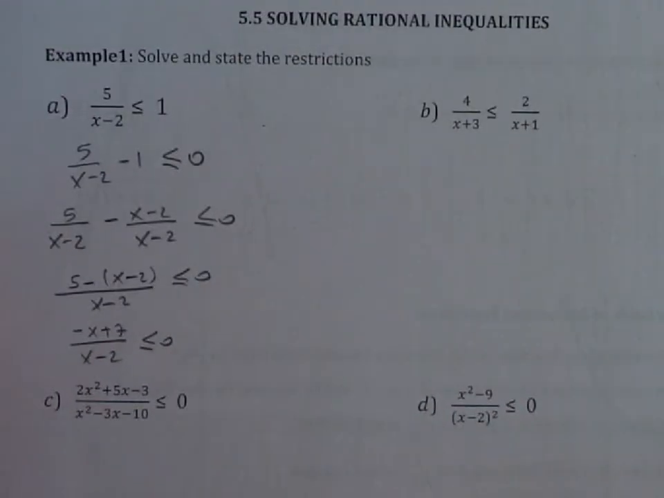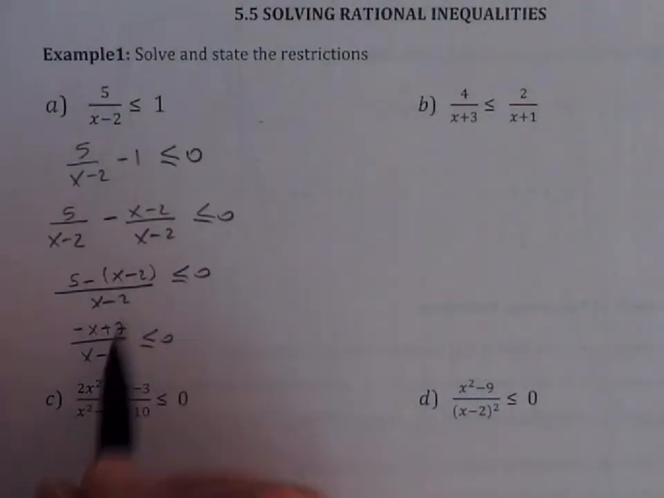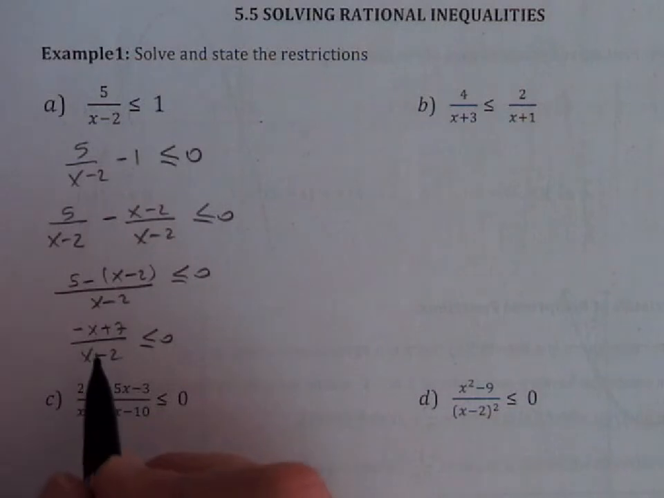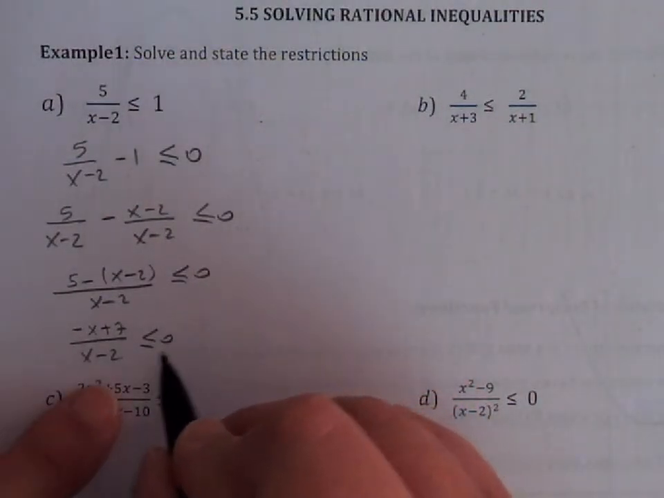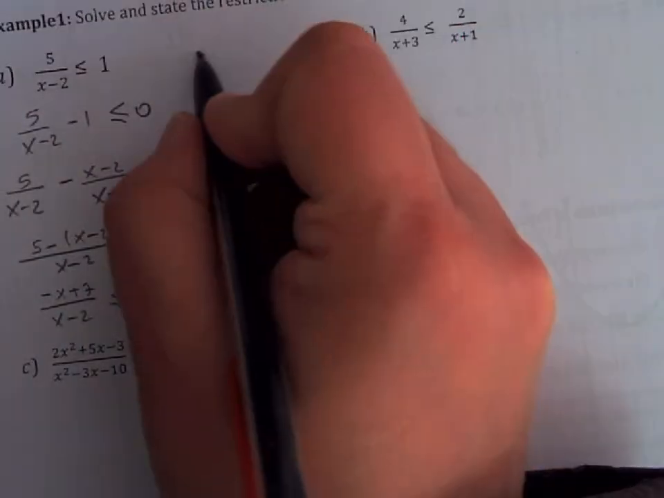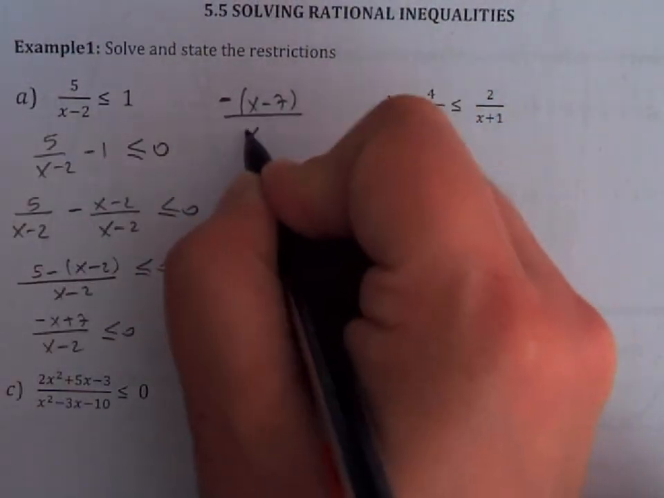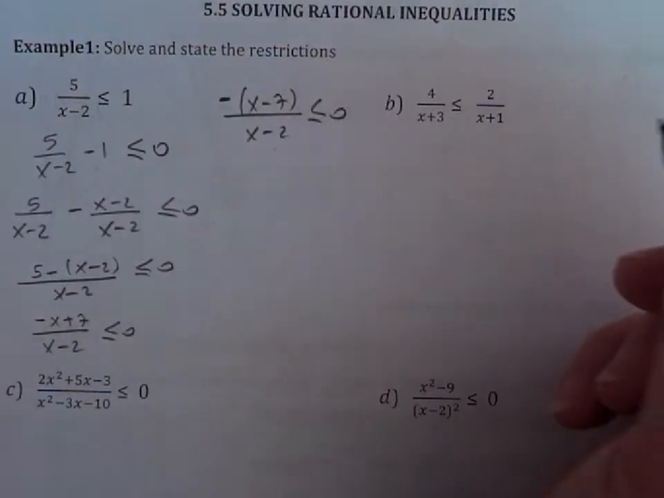We're going to do this factor table, okay? So the first thing, I want to factor this negative sign, because usually, if you have a negative sign in front of the leading term, then it may create some problems later on. It might be a little bit more difficult. Therefore, I'm going to factor that negative sign. So you get negative x minus 7 over x minus 2 less than or equal to 0.